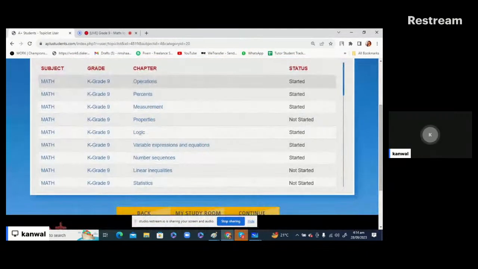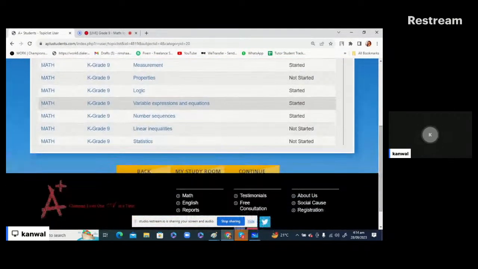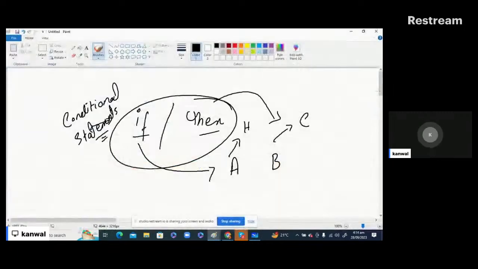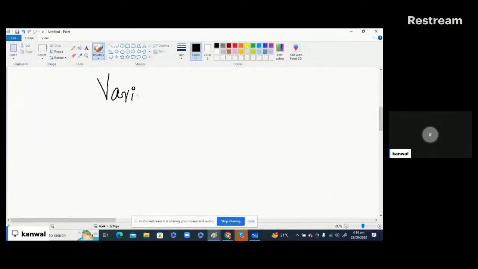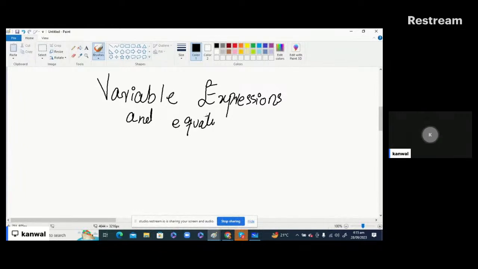Let's do the next chapter, which is variable expressions and equations. First of all, we just check what variable expressions and equations are. Let's write a definition for that. So here I'm going to write variable expressions and equations.